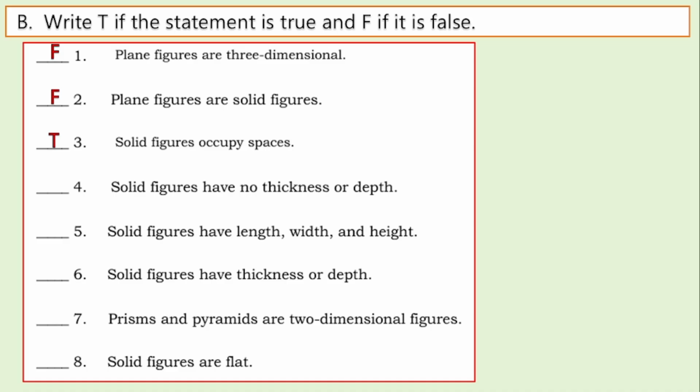Number 4. Solid figures have no thickness or depth. Number 5. Solid figures have length, width, and height. Number 6. Solid figures have thickness or depth. 7. Prisms and pyramids are two-dimensional figures. 8. Solid figures are flat.